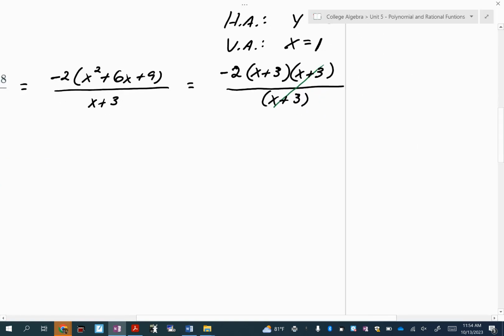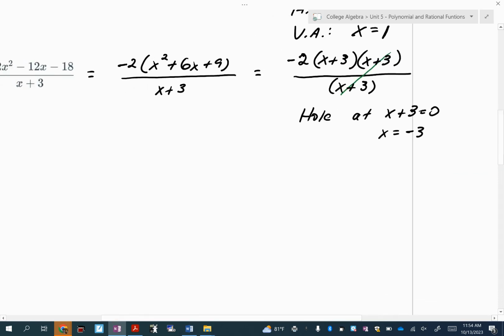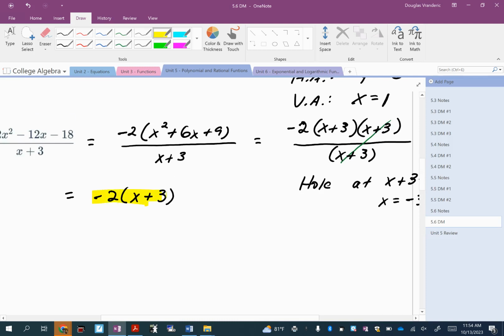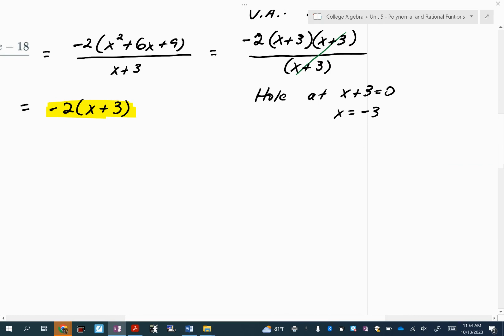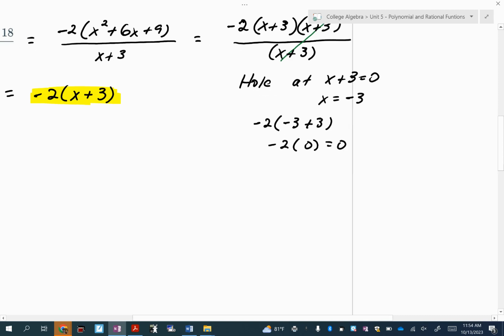So I am going to have a hole at x plus 3 equals 0, so where x is -3. I'm going to write down what I have left, which is -2 times x plus 3. So this is what I care about in terms of answering the rest of my questions. All right, so let's find the y value for the hole. I'm going to plug in -3 where it says x. That gives me -2 times 0, which is 0. So my hole is going to be -3, comma 0.